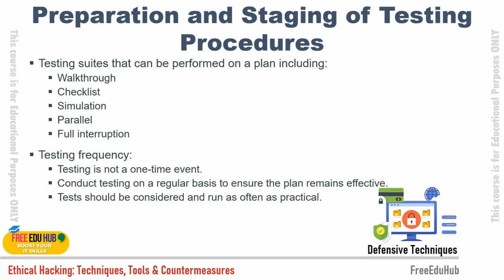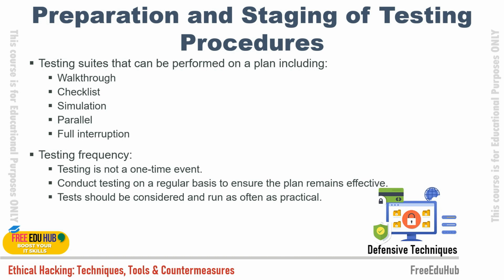Then we have parallel and full interruption. Parallel is running two systems together and then checking, after we have backed up and restored the data, whether both systems are able to provide exactly the same output, since we have changed the system and we want to make sure that it is not affecting the overall output of the system.